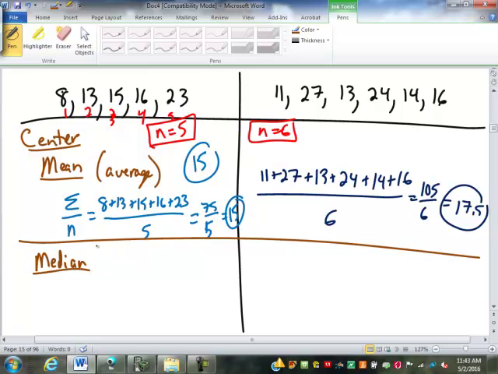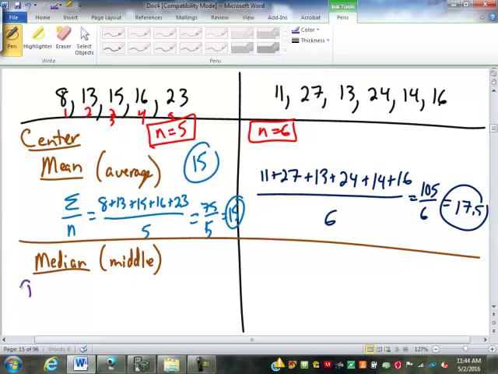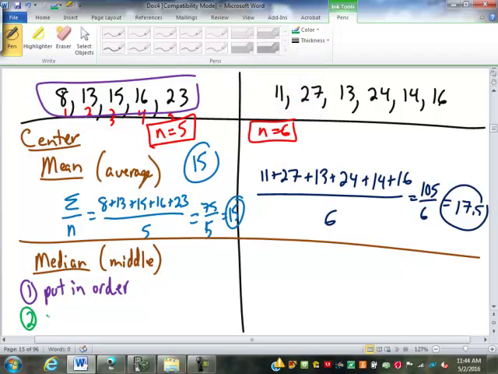which is another one of our major measures of center, is simply the middle number. Now to do the median, we have to do a couple of things. One, we have to put them in order. Now this first data set is already in order from smallest to largest. Second thing we have to do is find the position of the median.